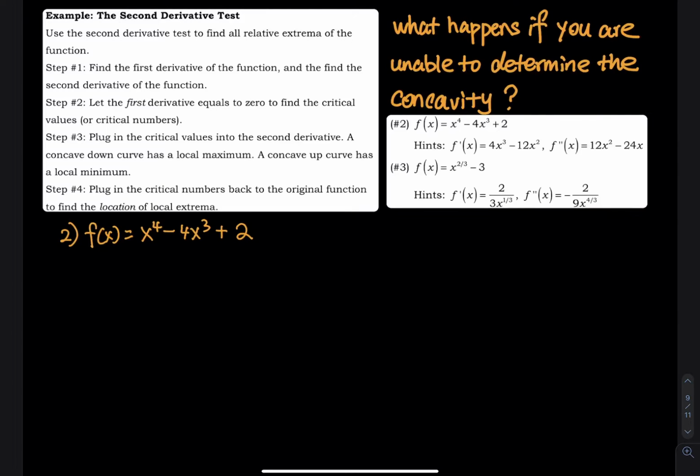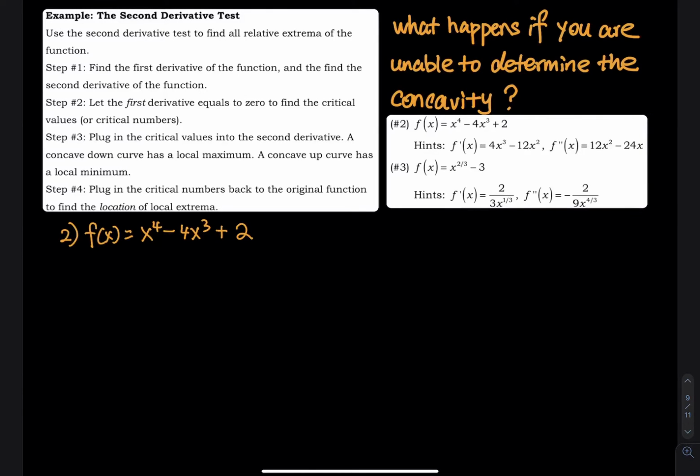In this video, we are going to use the second derivative test to find the local minimum and local maximum of a function. There is a big what if. What happens if you are unable to determine concavity? So what do I mean by this? Let's use these two problems to explain.